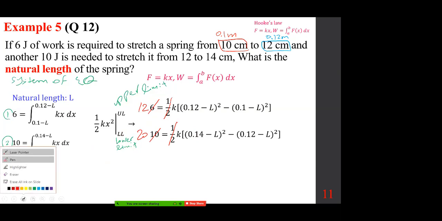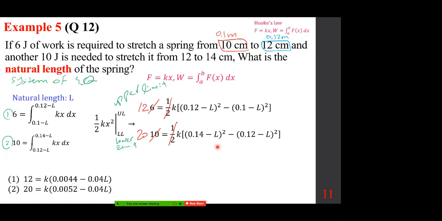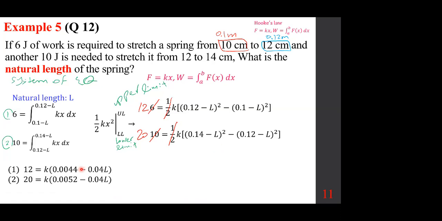Okay, that's the first. Now, you really have to square this. I'm assuming you can do that. The same thing, work it out. If you simplify it, I'm not going to spend time doing that. It does take a little bit of time. If you do that, you end up with the following 2 equations: 12 equals k times this, and 20 is equal to k times that, okay?